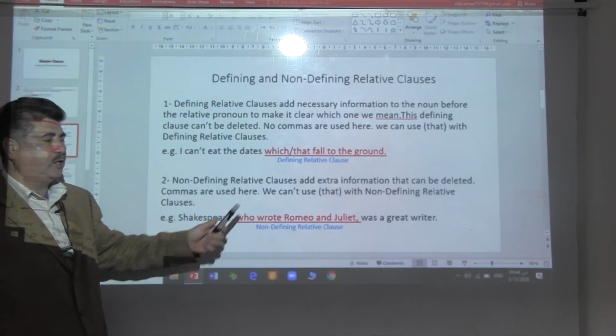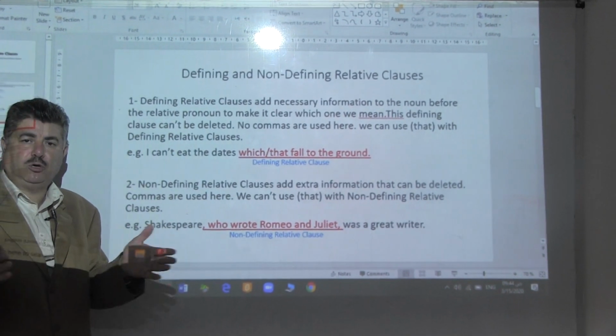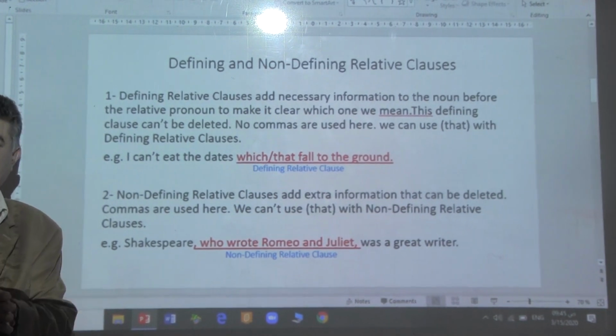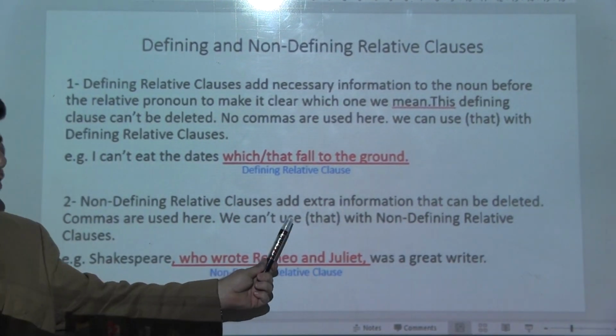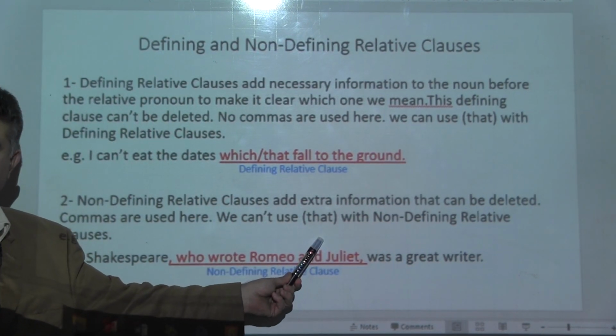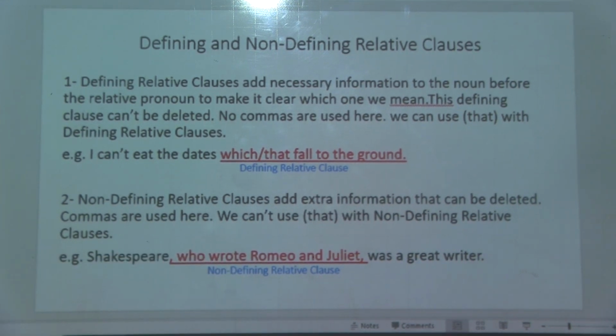Commas are used here. We must use commas here because we are going to show that this clause, I can leave it out. I can take it out from the sentence without affecting the meaning. We can't use, this is also another important point, we can't use that with non-defining relative clauses. Look at the example here.